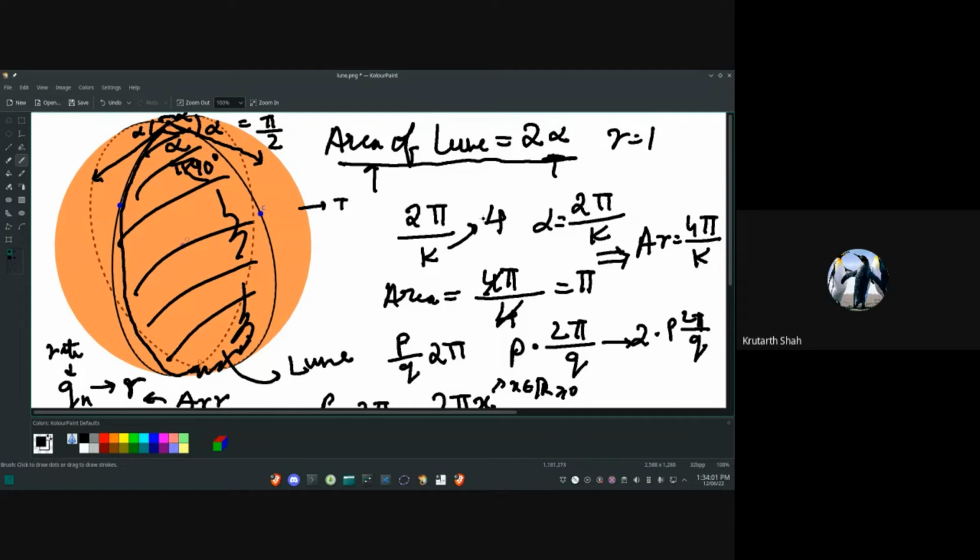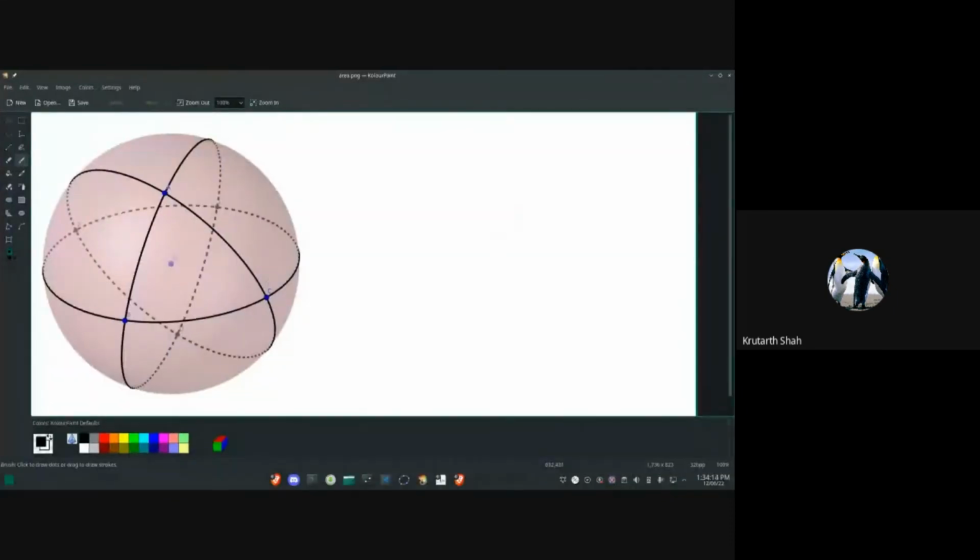Okay, so hopefully you're convinced that the area of a lune is 2 alpha. Did you understand the proof? So, coming back to the area of a triangle, I think you can try to show the area of the triangle using the area of lune formula. Try it for 2 minutes.